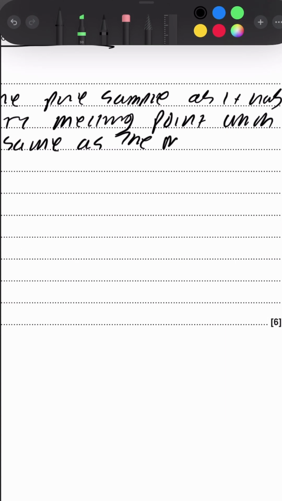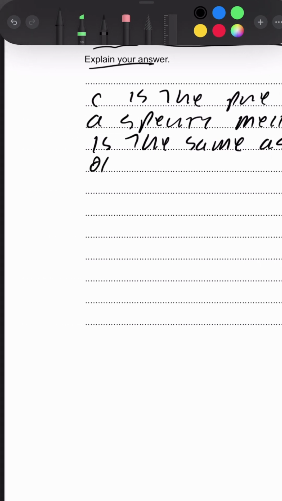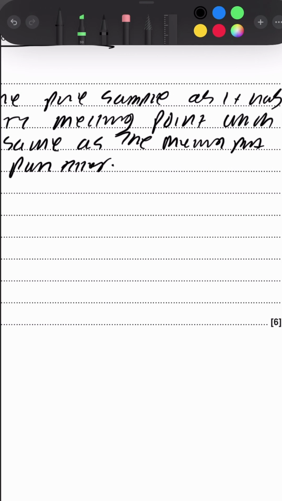Okay, so what do we know about melting points and pure samples? We know that if a sample is impure, the melting point is going to be lower than normal, and the boiling point is going to be higher than normal. And so the pure painkiller is 136, so we know that C is definitely the pure painkiller because it's right bang on 136.